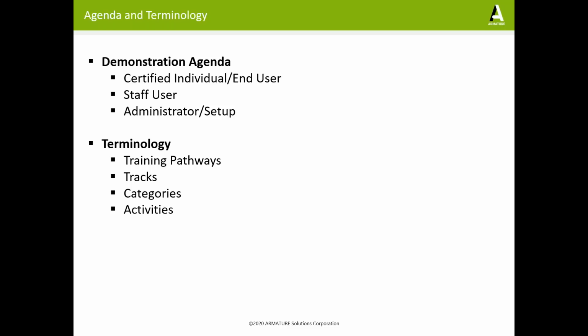I'm going to be using some very specific terminology today, which I wanted to give you an overview of. Training pathways were designed to be flexible enough to accommodate multiple tracks. Each track is made up of categories that define the credit requirements needed for actually completing that track. And categories are made up of specific activities that can be submitted by end users. For this demo, I've created a training pathway called Armature Certified Configurator. A certified configurator is an individual who is trained to configure the different modules offered through Armature Fabric.